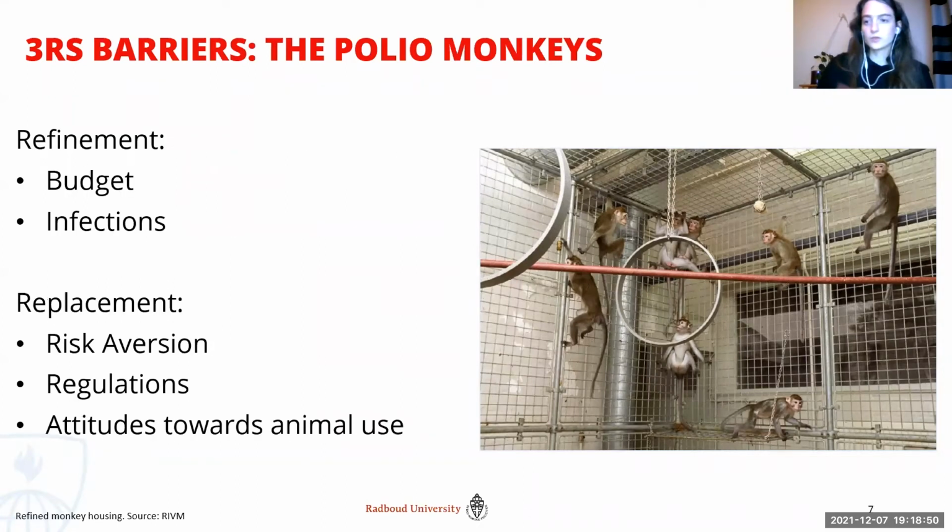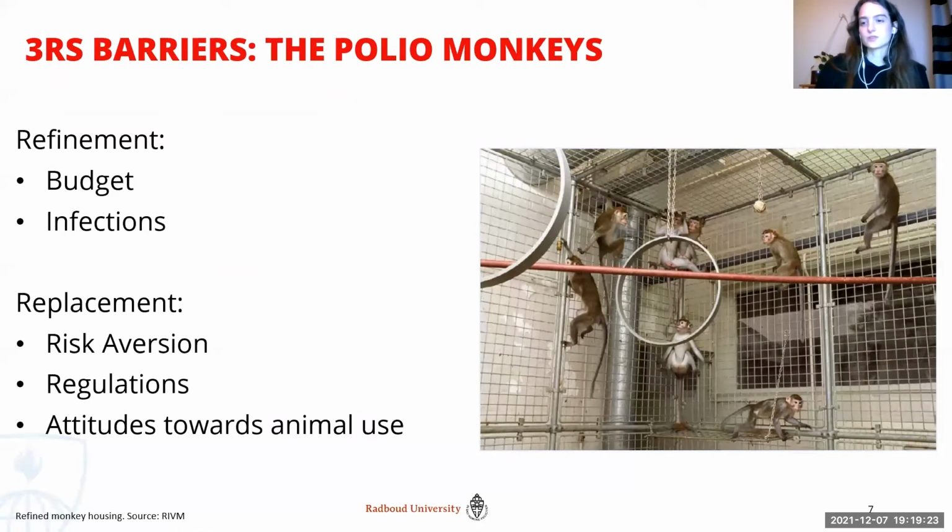So if we now look at that case study through a sort of transition perspective of what were the barriers in this case, first we look at refinement. So you see the nice cage here with the group housing, but they didn't always live in such nice cages, and that had to do for one part with the budget. So they had done some studies saying, oh, they really like the bigger cages and the shared housing, but we don't have the budget to buy the bigger cages for all the monkeys.